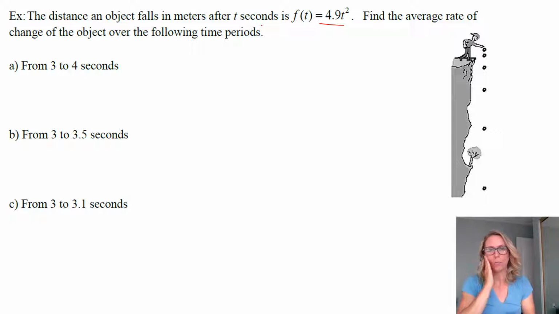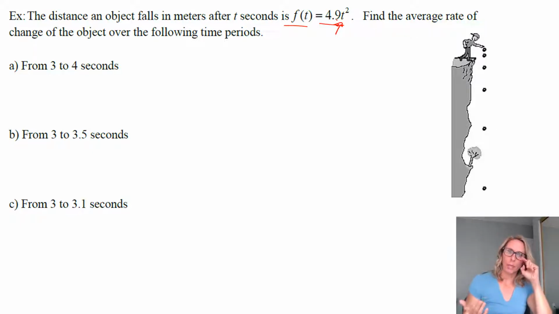So f of t equals 4.9 t squared, where f is in meters, the y value is in meters, and the x value is t, the independent variable, and that is time in seconds. So our job is to look at the rate of change of this object that's falling over the following time period. We just need to find out how far it's fallen in between these values, divided by how long the time has been between the 2 values, and that will give us the average rate of change.